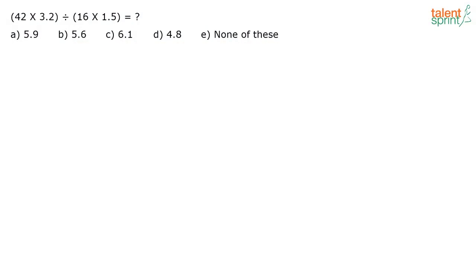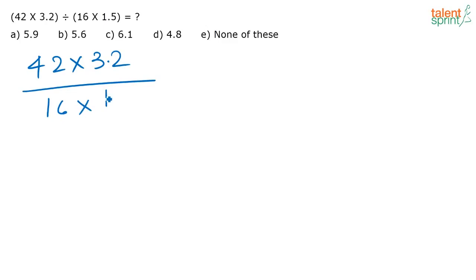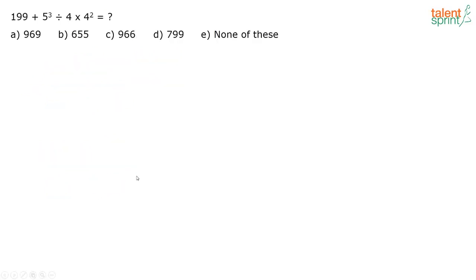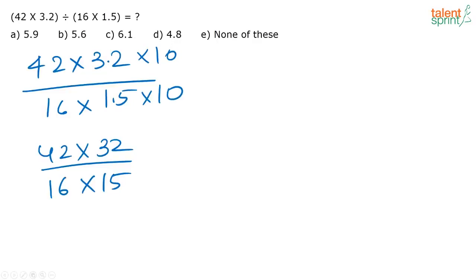42 into 3.2 divided by 16 into 1.5. Each question, the way you approach it, you will have to decide depending on the question. So 3.2 divided by 16 into 1.5. Now here you have points in both places. You can just multiply by 10 on both sides. So what do you get? This will become 32 and this will become 15. You needn't write it down separately like this. You have points on both sides. And what is 32 by 16? It is 2, correct?